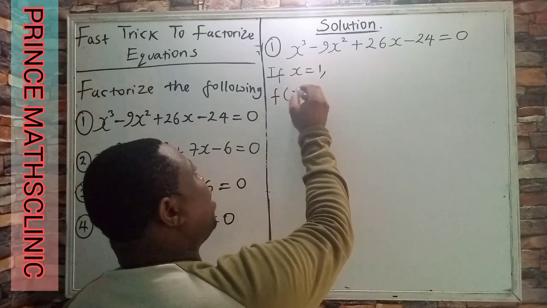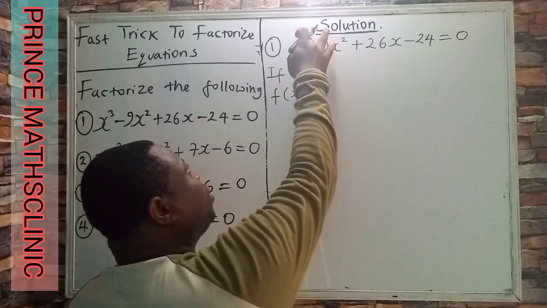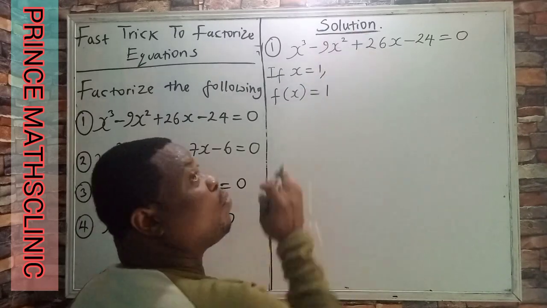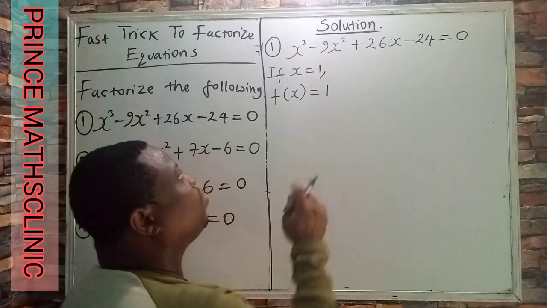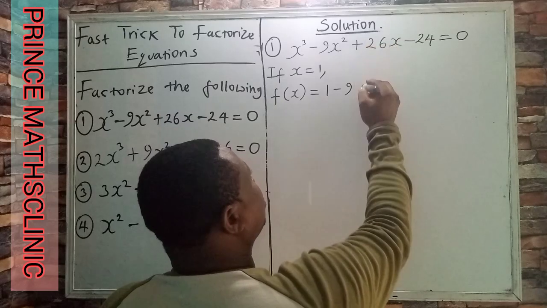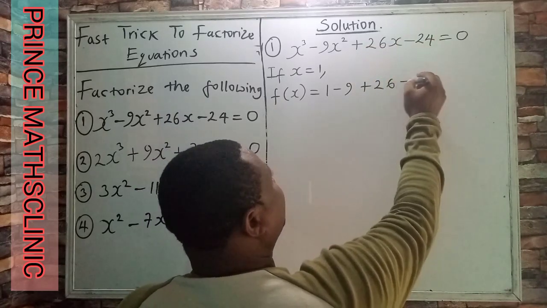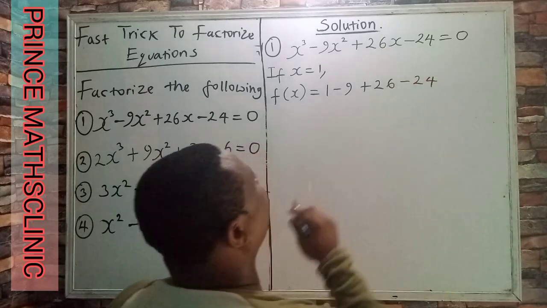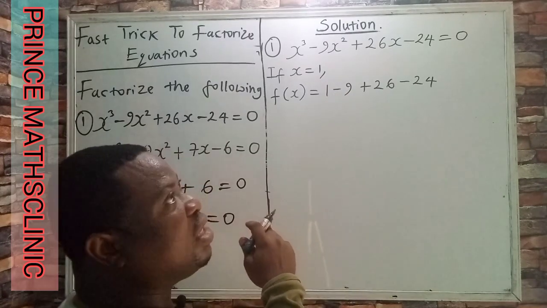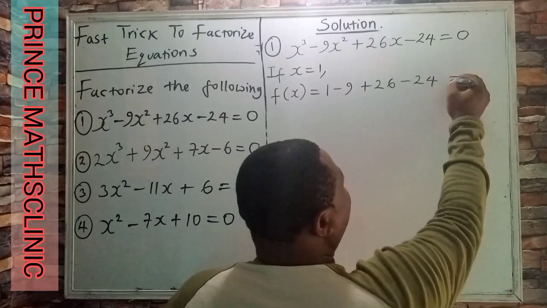Therefore, our f of x, everywhere we see x here, we are going to put 1. 1 raised to the power of 3 will give us 1. 1 to the power of 2 will give us 1, times 9, that is 9. Then 1 times 26 will give us 26. Then you have negative 24. Now, obviously, 1 minus 9 is minus 8, plus 26 minus 24 cannot give us 0.